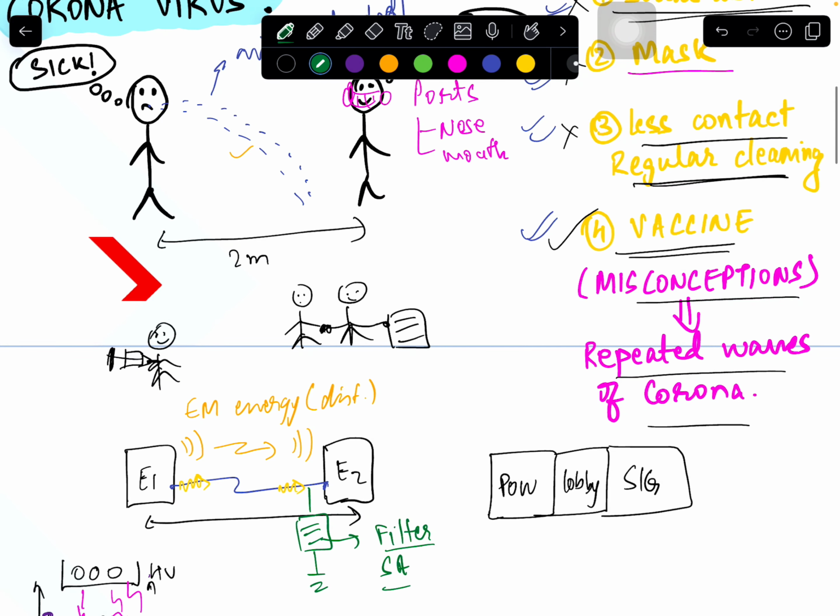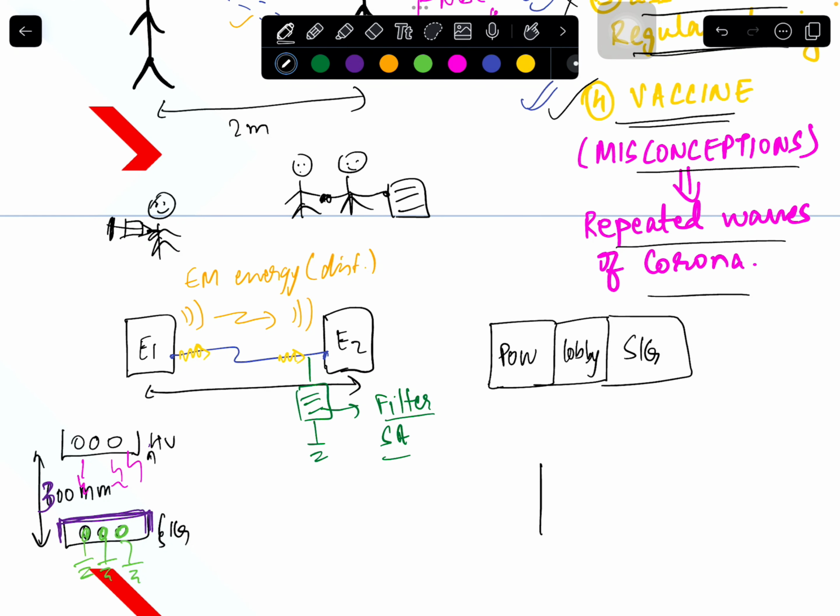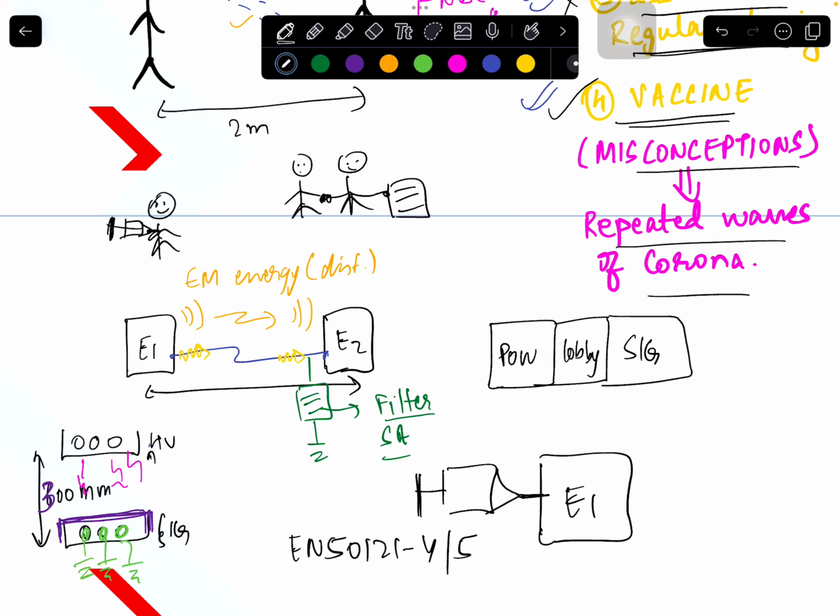The fourth and the most important thing was to get vaccinated. So that is what we do to our equipments. We tell equipment, please be vaccinated. That is what an EMC engineer tells you, that give a dose of a vaccine which is called, suppose, EN 50121-4 or -5. So he tells you, please obey this standard, please comply to this standard.